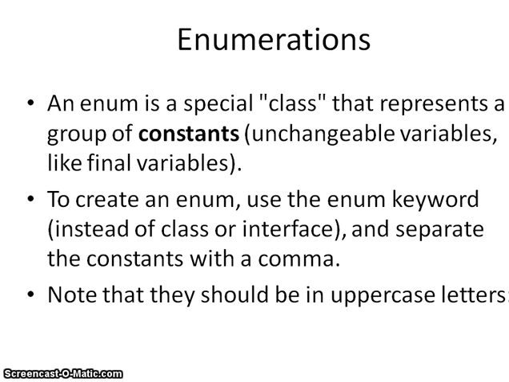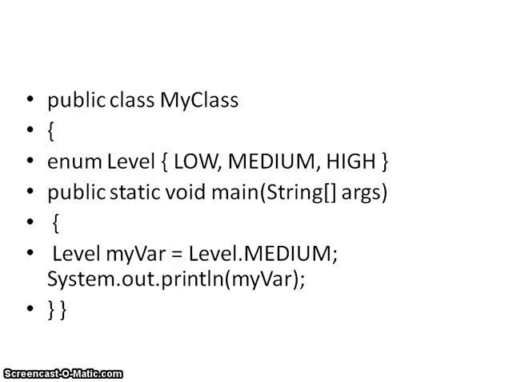Next we will see enumerations. An enum is a special class that represents a group of constants. Constants means unchangeable variables, like final variables, so we cannot change the value of those variables. To create an enum, use the enum keyword instead of class, separate the constants with commas, and they should be in uppercase letters. Let's see an example. My class is a class, enum is the keyword, and the name is Label. The constants should be LOW, MEDIUM and HIGH.